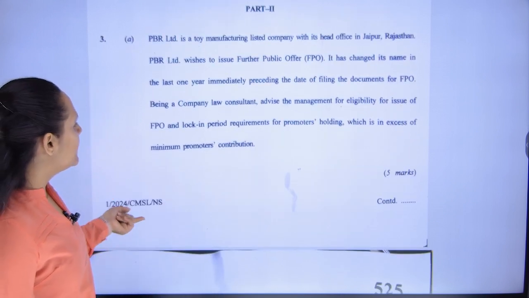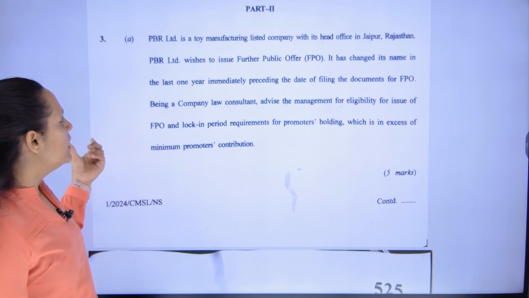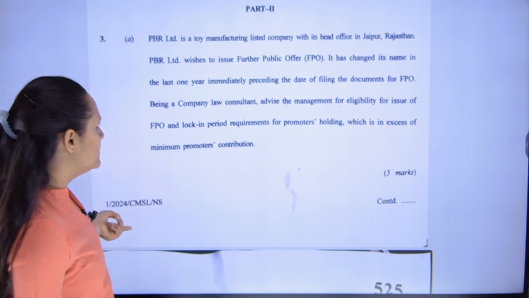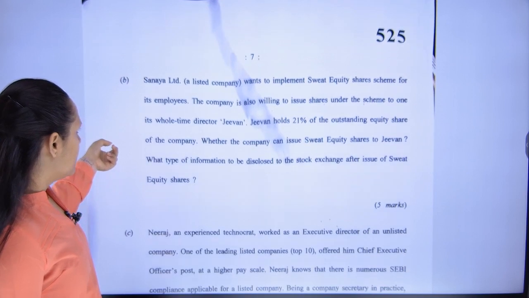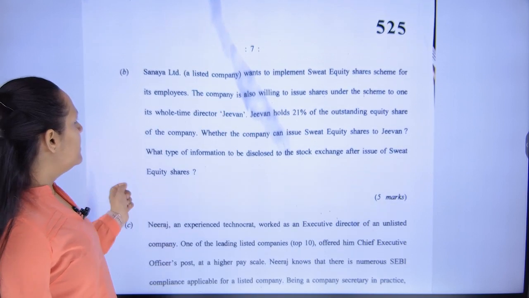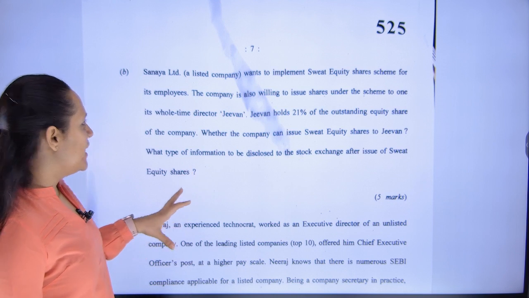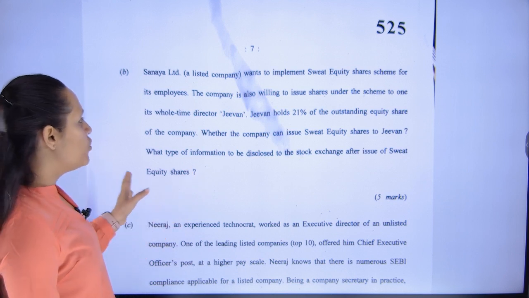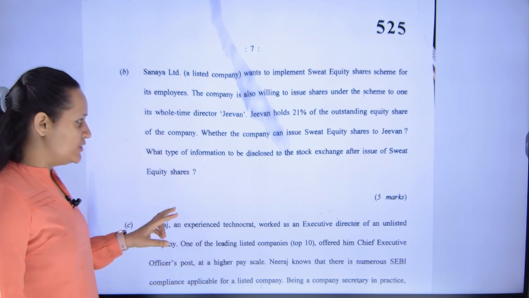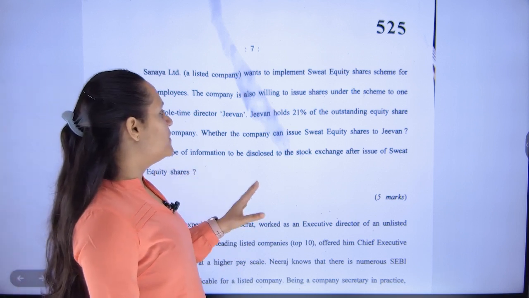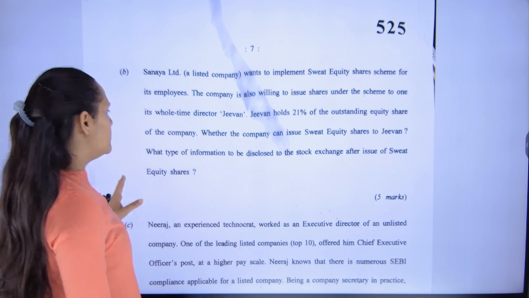Let's have a look at certain case study type of questions that have been asked in part 2 of your syllabus. Sanaya Limited wants to implement a sweat equity share scheme for its employees. The company is also willing to issue shares under the scheme to one of its whole-time directors, Jeevan. Jeevan already holds 21% of the outstanding equity share of the company.